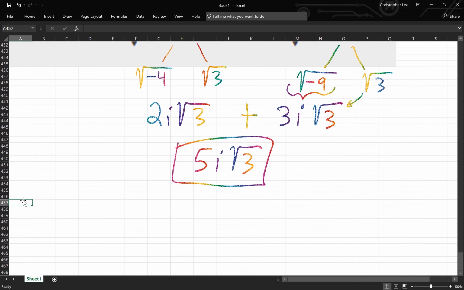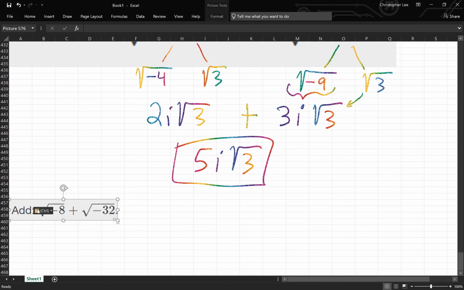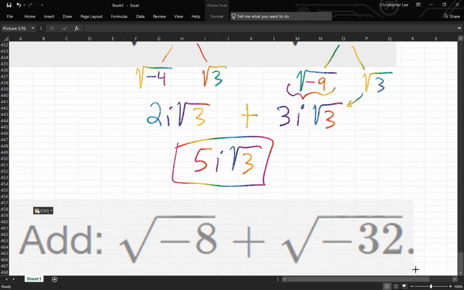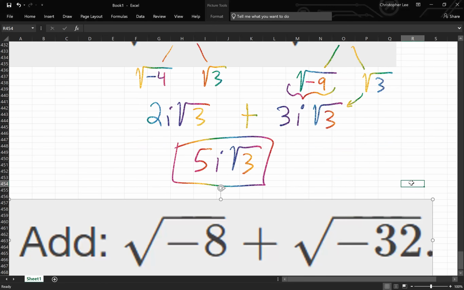You guys try. Just break it down, then add it. It's the same thing as before.